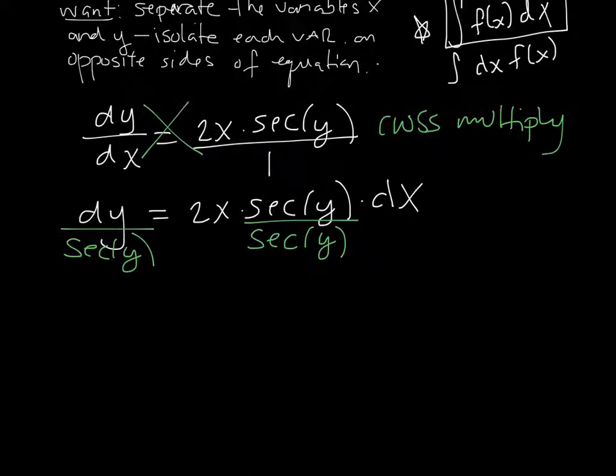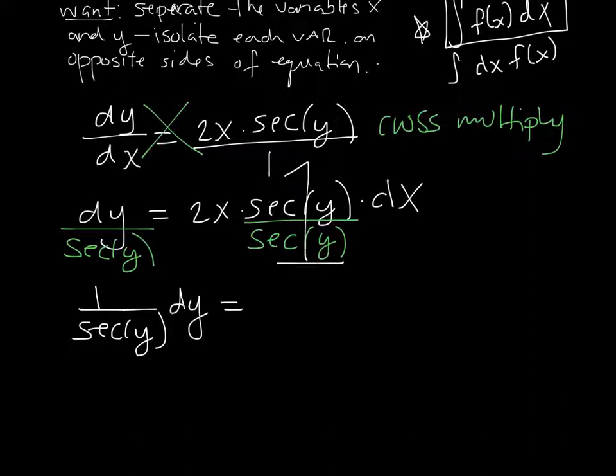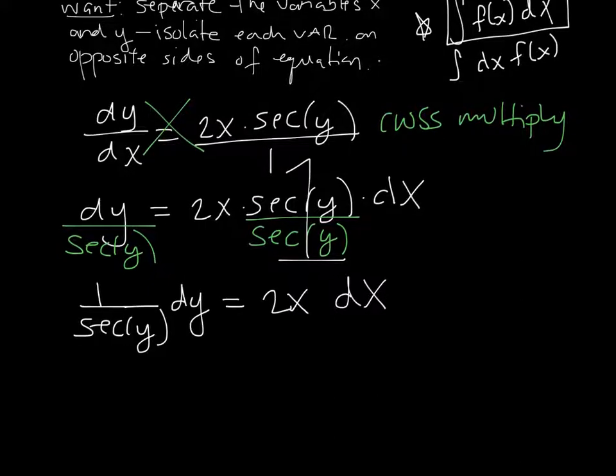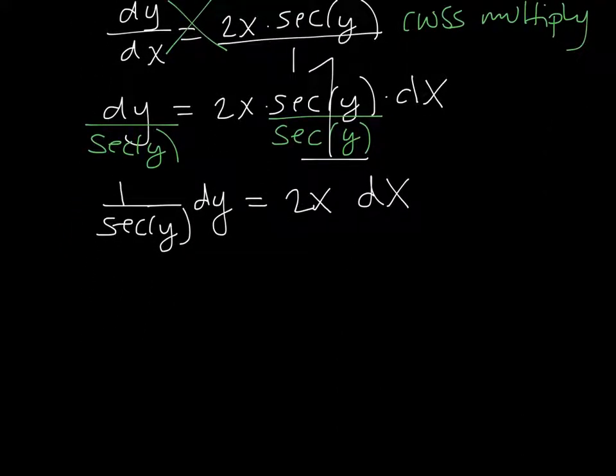Okay, so we obtain, if I rewrite this, 1 over secant of y dy equals, and this is nice because we get a big 1, and we're just left with 2x dx. So I've officially separated my variables because I have a function of y on this side and a function of x on this side. So y's with y's, x's with x's.